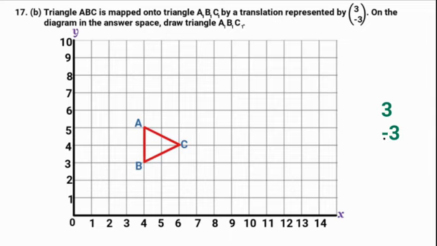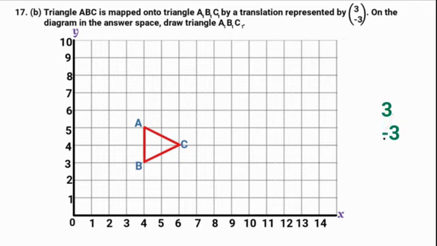This 3 is telling us that each point should move 3 steps to the right, on the positive side. And this -3 down here is telling us that on the y-axis we should go 3 steps downwards, on the negative side.